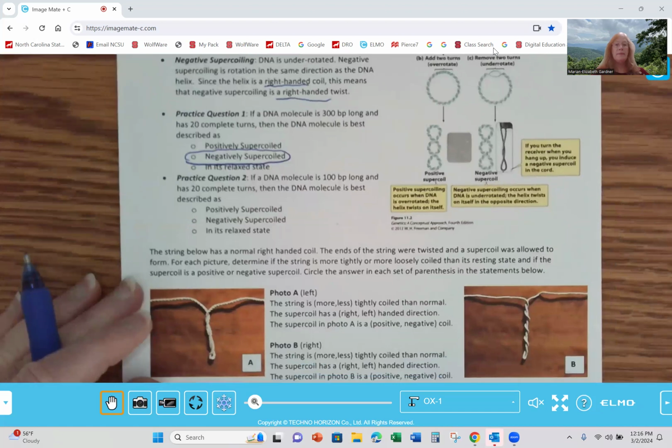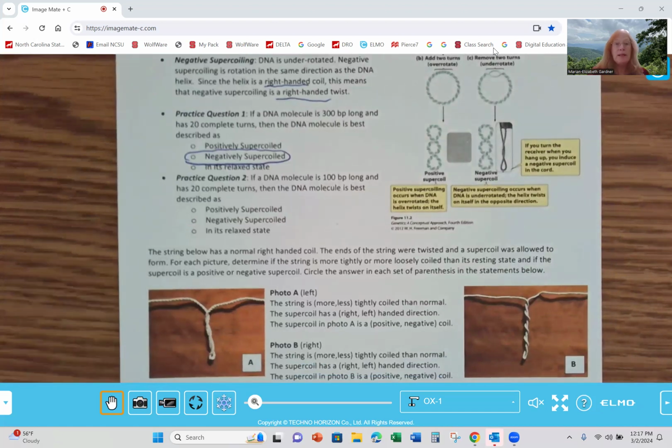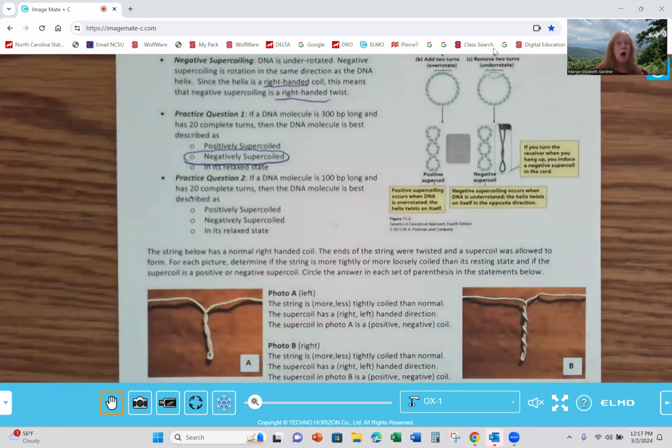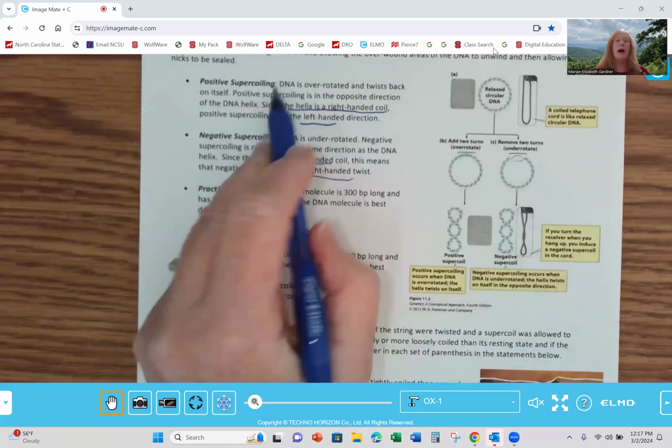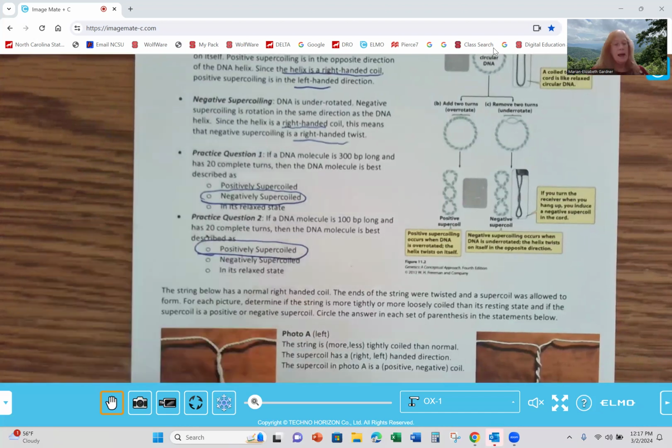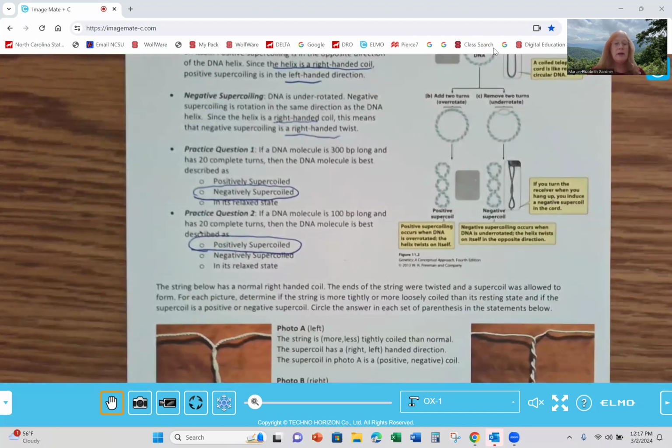So here's another one. A DNA molecule is 100 base pairs long and has 20 complete turns. Well, let's see. Normally with Watson and Crick, 10 base pairs per turn. 100 divided by 10 would be 10 turns. But wow, I've got 20. I've got twice that. So this is over-rotated. Positive supercoiling is over-rotated. And the other option here is that in its relaxed state, we have the expected 10 base pairs per turn.